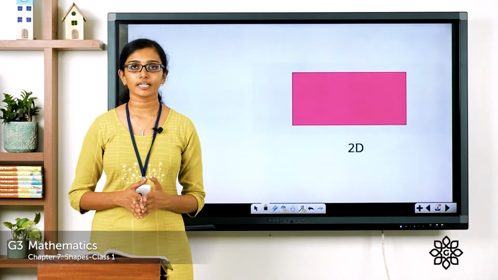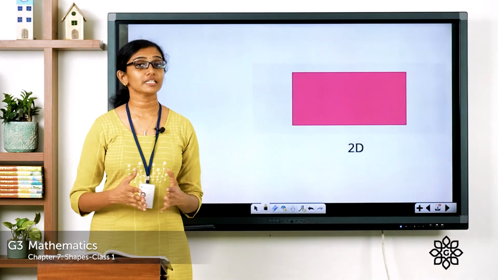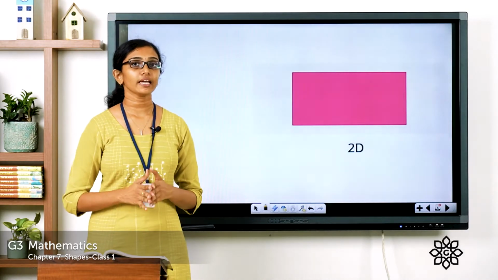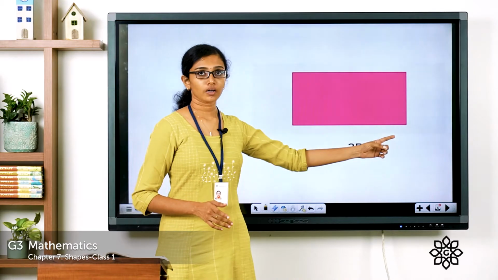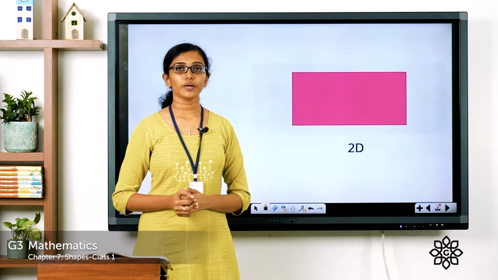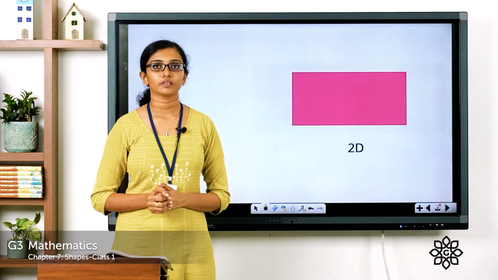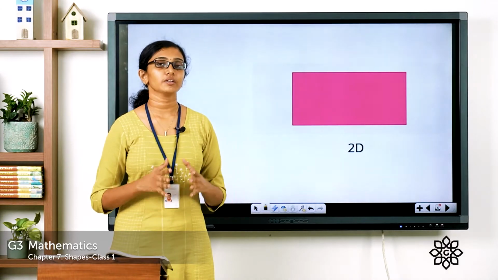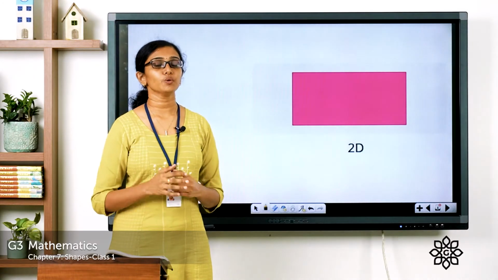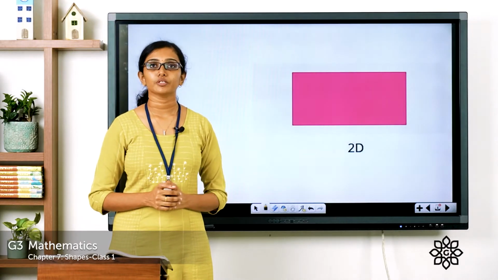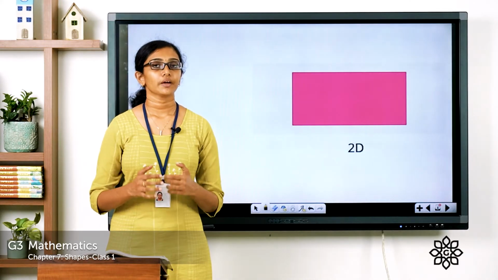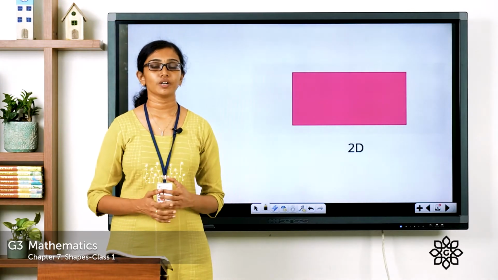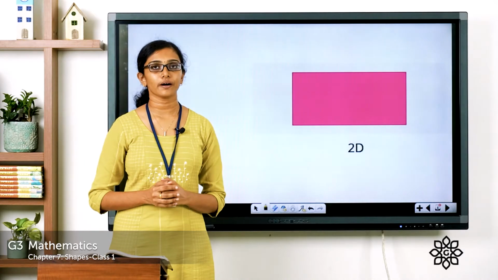You see this rectangle here? How do we describe a rectangle? We say it has a length, the longer side, and a breadth or width, the shorter side. So we usually describe a rectangle in terms of two measurements or two dimensions. So we say a rectangle is a two-dimensional or 2D shape or figure.